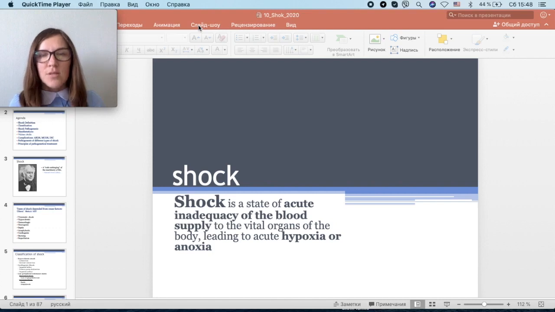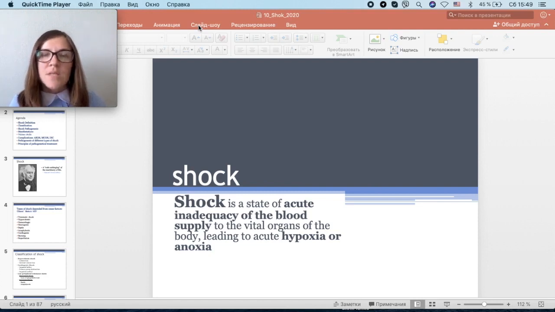Hello, dear students. Today our topic is pathophysiology of shock. Shock is one of the most dangerous situations which is associated with different influences. It could be external factors such as an incident or trauma. Sometimes it could be an internal situation which is associated with cardiogenic shock or some inflammatory response.